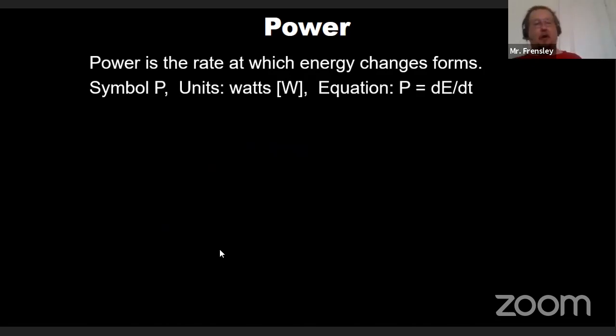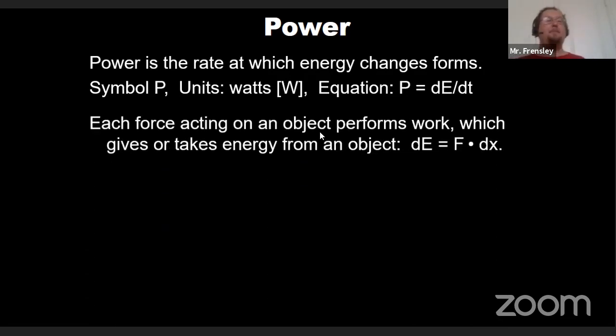So the symbol for power is capital P. The units are called watts, named after James Watt. He was a steam engine guy. And then the equation for Physics C is power is the derivative of energy with respect to time, dE/dt. If you're from Physics 1, it would be delta E over delta t. In calculus, we use d rather than delta. It serves the same purpose, right?